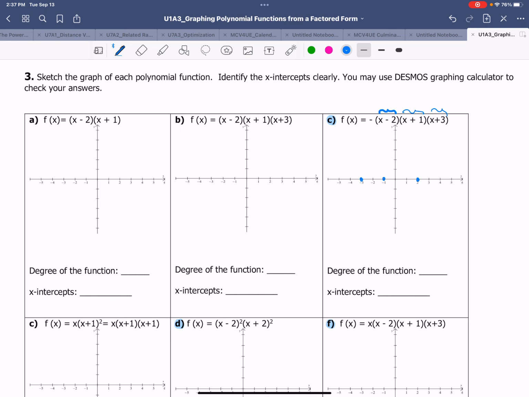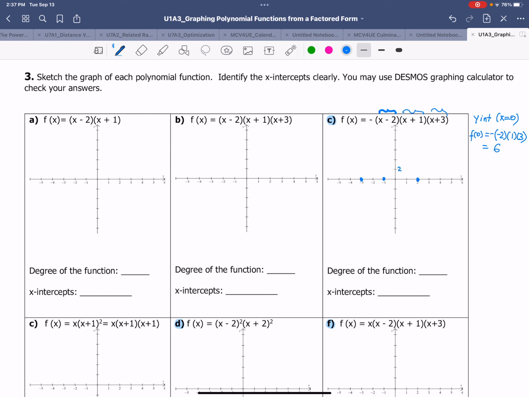So once you plot the x-intercepts, you're going to need to know what the y-intercept is. And this is easily done by setting x equal to 0. And that will give you f of 0, which is the y-intercept, equal to negative, and then 0 minus 2 is negative 2, 0 plus 1 is 1, and 0 plus 3 is 3. So that will give the y-intercept at positive 6.